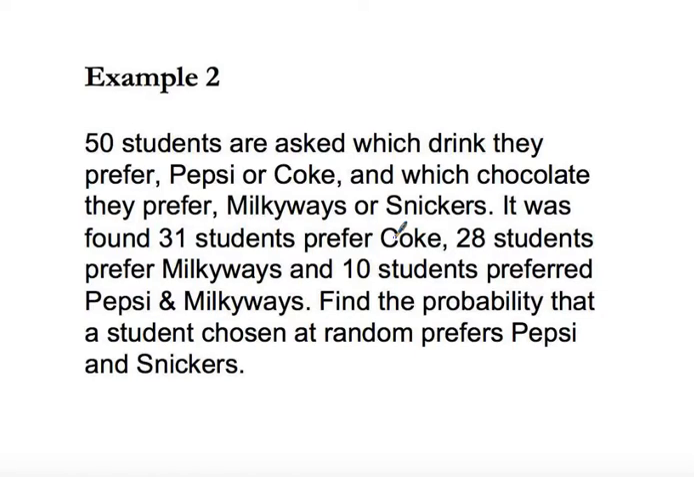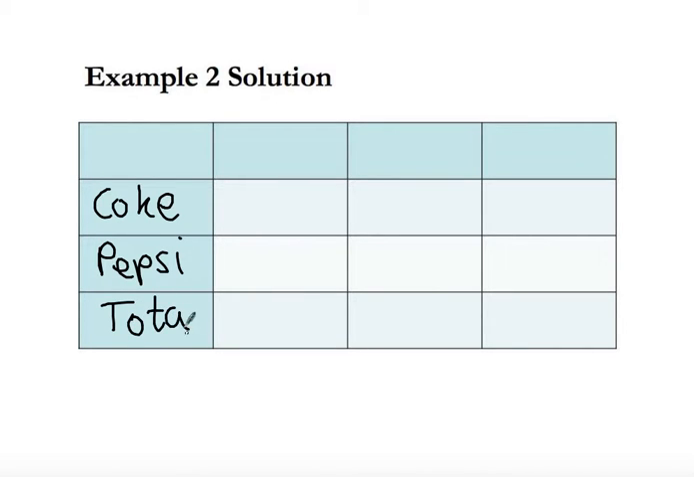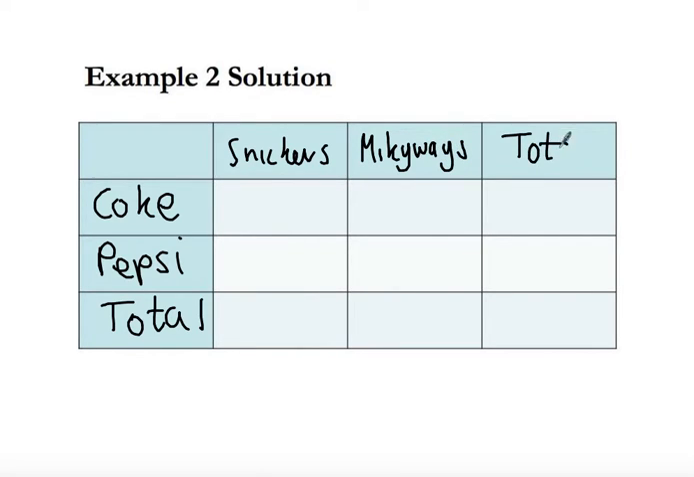Okay, well, if we go over a page, I've already got a table set up. So what happens in here is a two-way table. Down one side of the table, we are going to put two of the outcomes. So let's do down the left-hand side the drinks, which was Coke and Pepsi. The very bottom row we're going to use as a total in a moment. Across the top, we're going to put Snickers and Milky Ways. And the last column is going to be a total again.